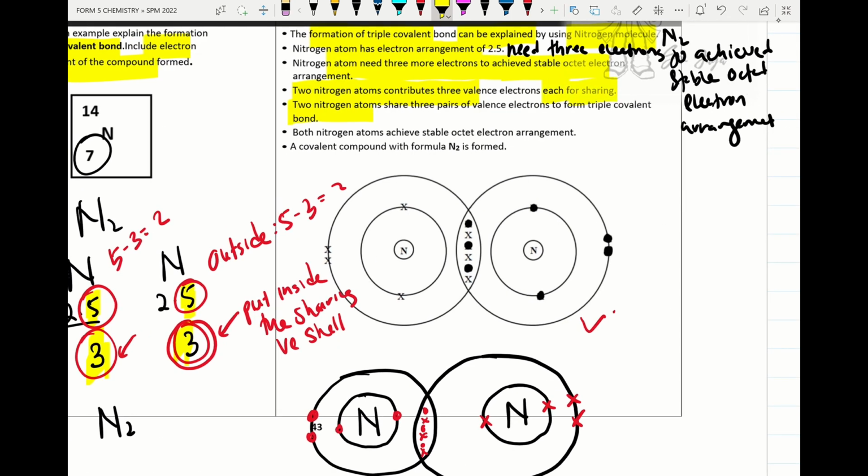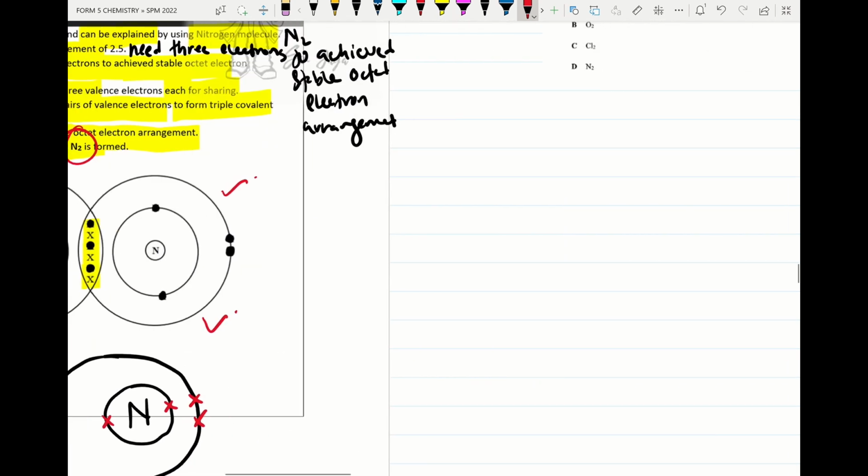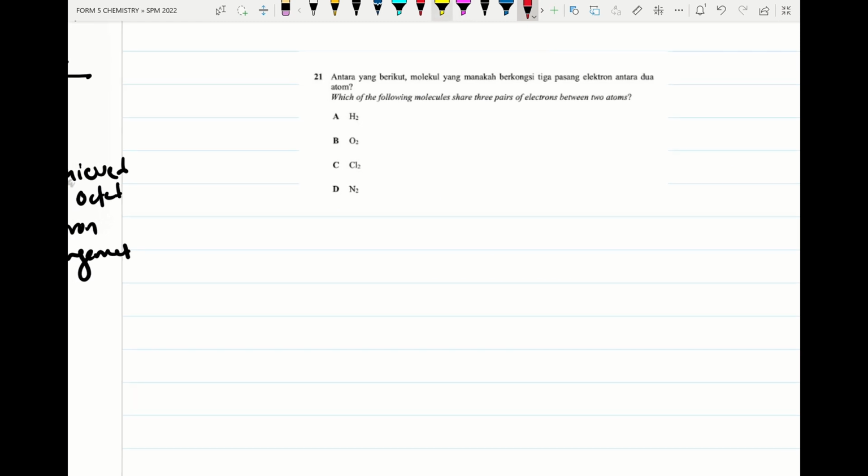All right, so the 2 nitrogen atoms will share a pair, 2 pairs, 3 pairs. 3 pairs of valence electrons form a triple covalent bond. Both nitrogen atoms have achieved stable octet electron arrangement. Thus, a covalent compound with the formula N2 is formed. And try to draw the electron arrangement. So try to practice this one. Look at this question. So we try to do this question.